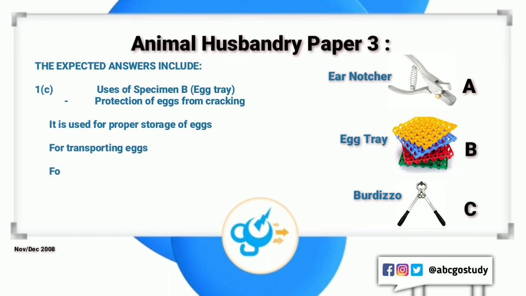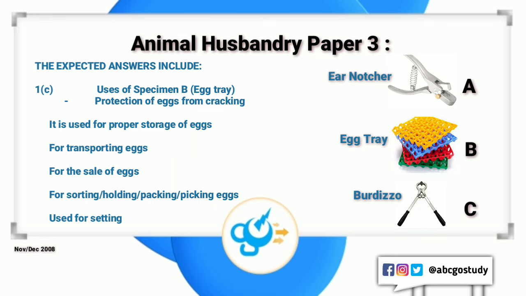Now, you can use it to transport them as well. Looking at your hand, you can barely carry like 5, 6, 7 eggs with your hand. But with that very tray, you can carry as much as maybe 100 just once, because those trays will be stacked on themselves. Then you have sales of eggs. People use it to sell eggs. Sorting, holding, packing and picking eggs. Also used for setting of eggs. That's the usefulness of specimen B.